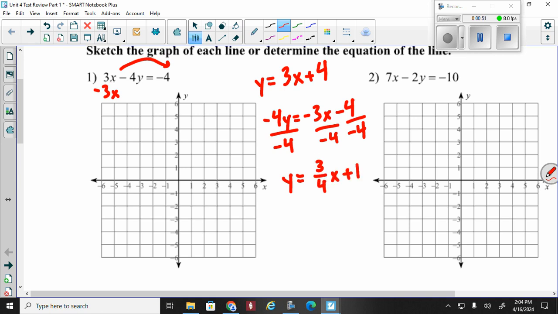So remember, when you're graphing this, you always start at the plus 1, which puts it right here. You're going to go up 3, 1, 2, 3, over 4, 1, 2, 3, 4, and then you are going to connect your dots. There you go.